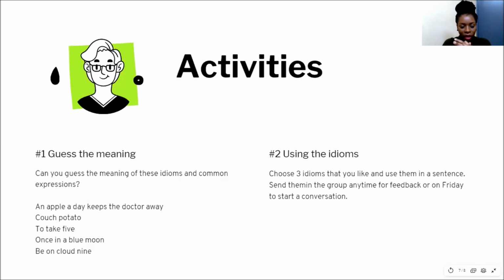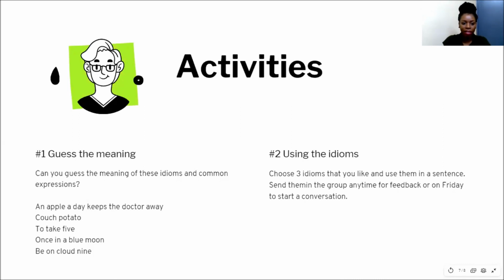Or take 5. I can say, you know what, guys? Let's take 5. How would I use once in a blue moon? I could say, I go to the movies once in a blue moon. Or I go to the dentist once in a blue moon. And then to be on cloud 9, I can say that since last week or for the past few days, I've just been on cloud 9.